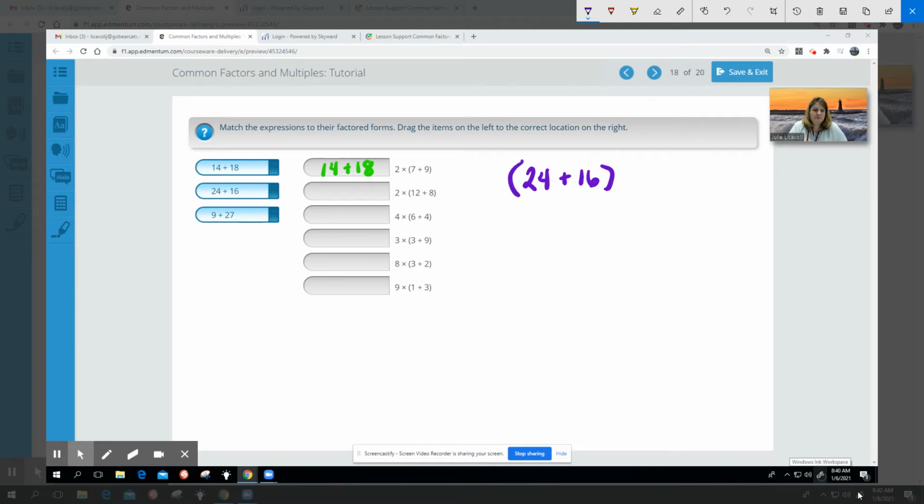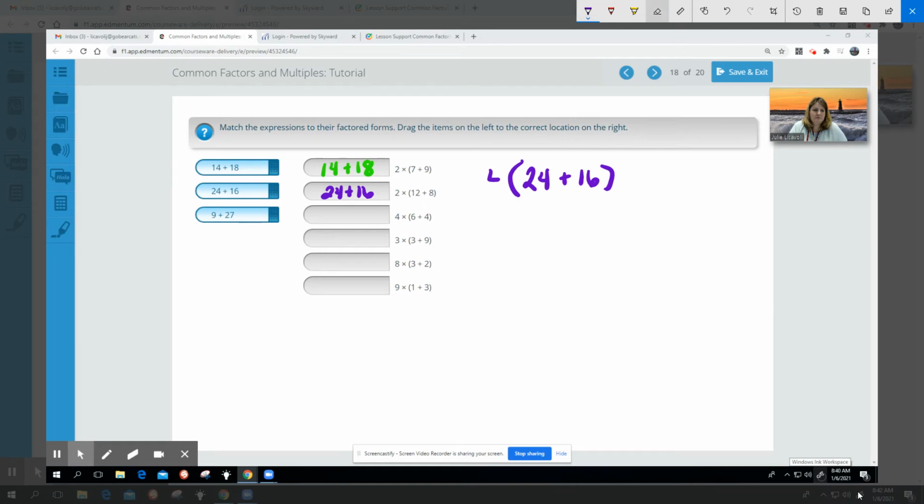And I can see that a 2 can come out of 24 and 16. So 2 times 12 is 24, plus 2 times 8 is 16. So this would be a factored form if I factored out a 2. So right here, I can see 24 plus 16 is equivalent to that. Let's go ahead and try, because I noticed that 12 and 8 are both even. So now let's try a 4.